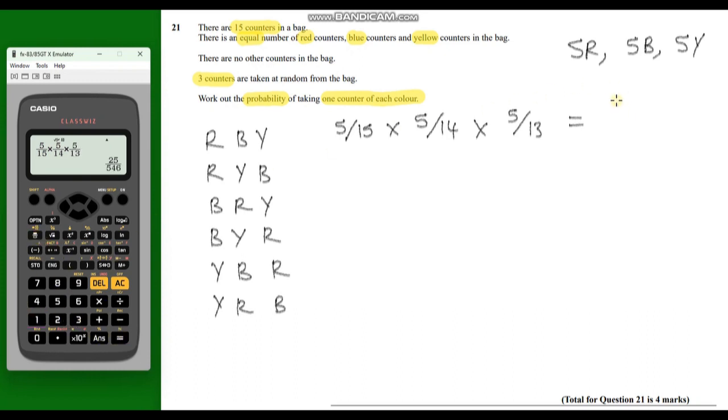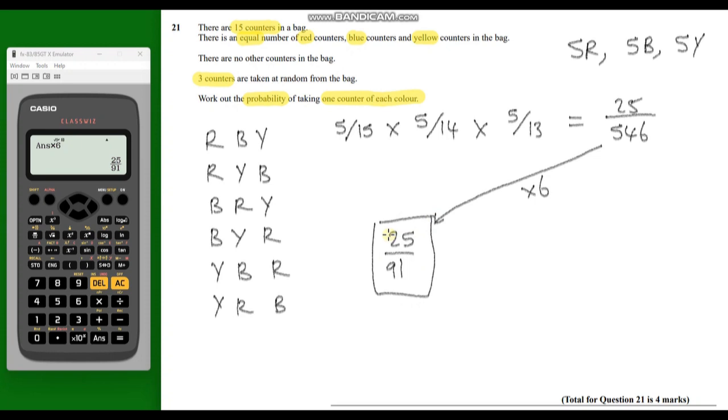And we get 25 out of 546. Let's just write that. Let's just bring that down here now, because we're going to multiply that by 6, because that's only one possible way of getting it. There are 6 other ways that we could get it, and they'll all be exactly the same in terms of the probability. So we just need to multiply that by 6. So times by 6, and we get 25 out of 91, and that should be our final answer.